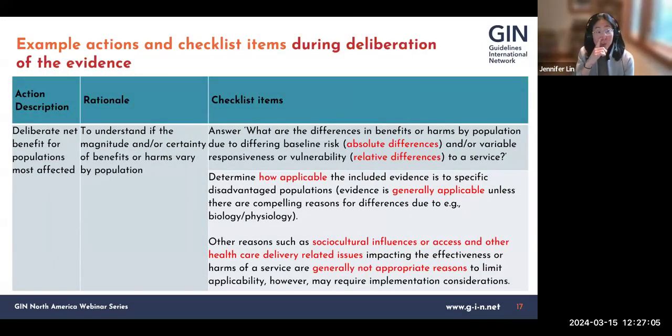So moving on to the deliberation phase, I think it's very important to answer this question, and this is a GRADE question: what are the differences in benefits and harms by population due to differing baseline risk? This is the absolute differences that I've been talking about, as well as variable responsiveness or vulnerability. So these are the relative differences. So I think it's important to understand, are the differences because of absolute differences or relative differences?